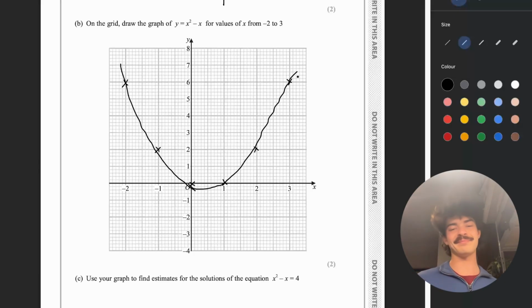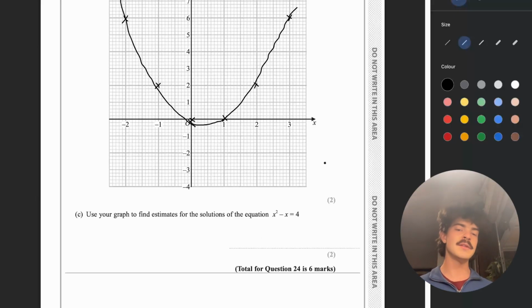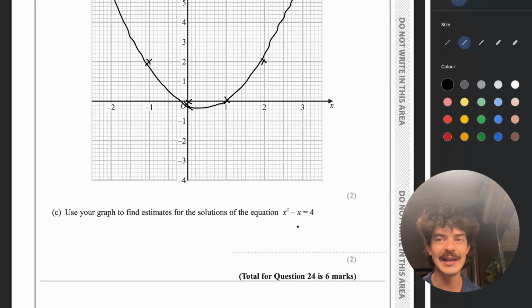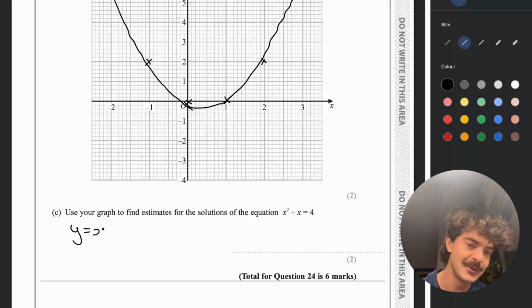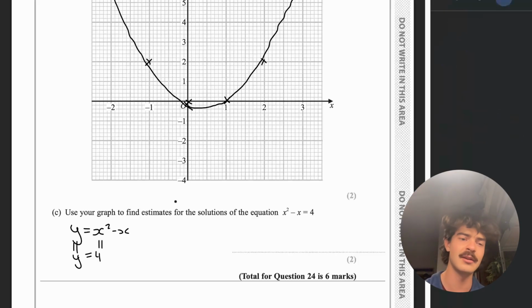Right. Now for part C, this is a particularly interesting question, and a lot of people get stuck with this. So what's this saying? Well, we've got x squared minus x is now equal to 4. But underneath the surface here, we're actually looking at two equations and just putting them together. The two equations are y equals x squared minus x and y equals 4. Notice y is equal to y, so 4 is equal to x squared minus x. That's what we're seeing here. It's just we've lost the y's.